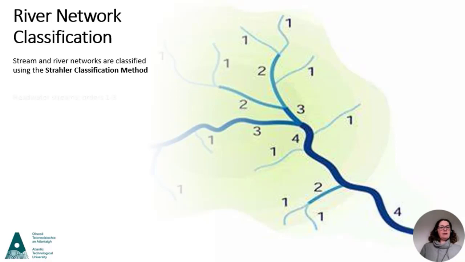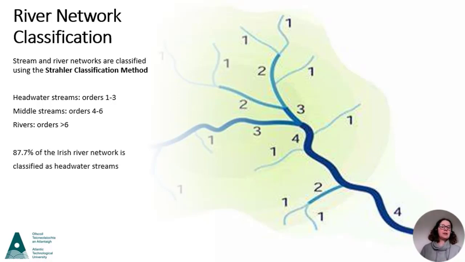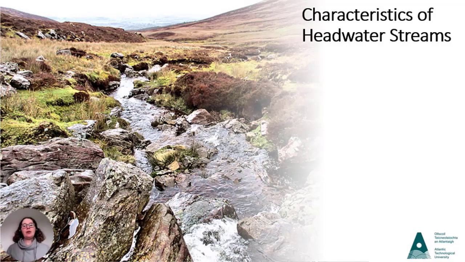So when we're looking at this from our Irish perspective, headwater streams here are referred to as orders 1 to 3. And again, you might hear a lot of people talking about first order streams, second order streams, or even headwater streams. And this is essentially what they are referring to. Middle order streams are orders between 4 and 6, and then really rivers are only orders higher than 6. And this really means that the majority of our systems in Ireland, 87.7%, are actually classified as headwater streams. So most of you are operating within headwater streams and middle order streams, despite them maybe potentially being called a river.